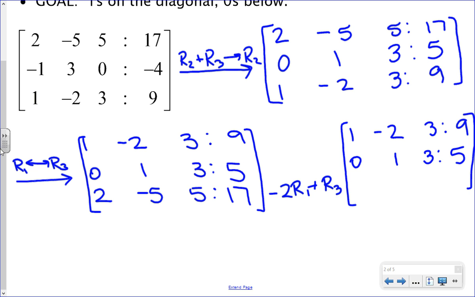Okay. Now if we multiply row 1 by negative 2, our first entry would be negative 2, and when we add it to the 2, we get 0. That was the goal of Nick's idea. Okay. If we multiply by negative 2, on the second entry, we would get a positive 4, plus negative 5 would be negative 1. Okay. Negative 2 times 3 is negative 6, plus 5 is negative 1. And then negative 2 times 9 is negative 18, plus the 17 would be negative 1.